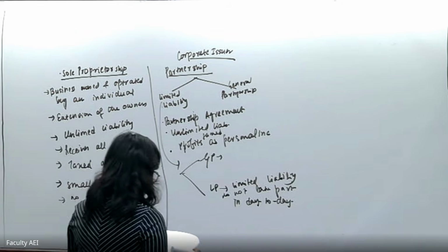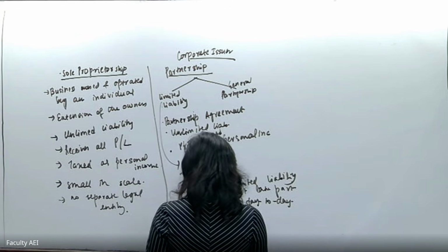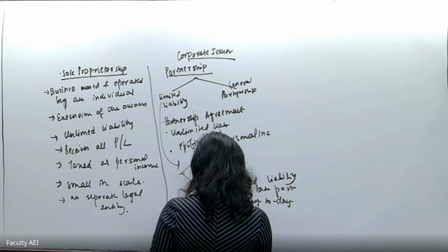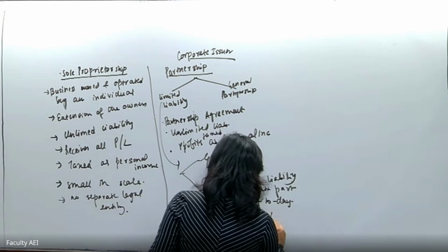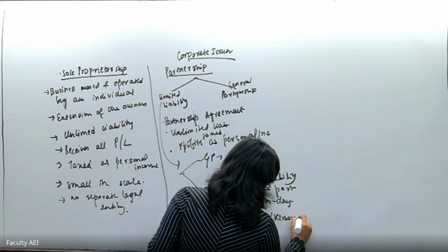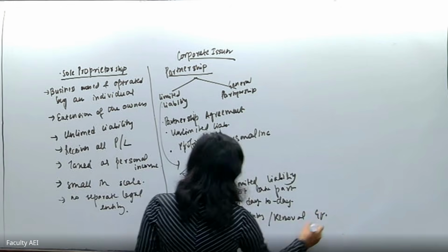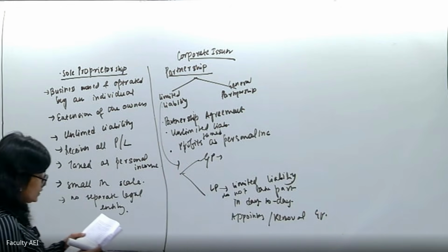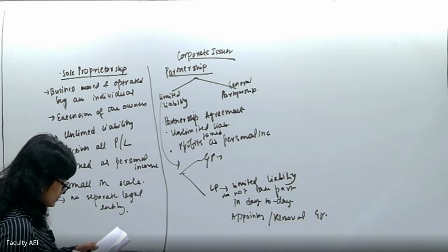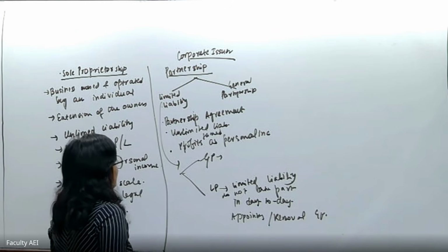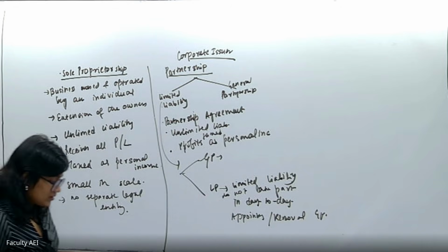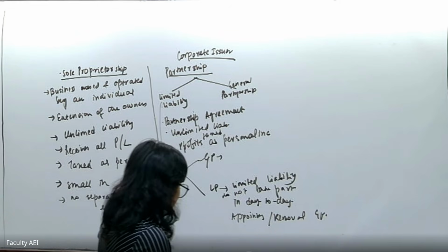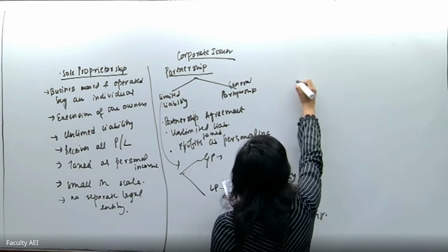Limited partners are not involved in appointing or removing general partners. So if any general partner has to be appointed or removed, limited partners would not be involved. And how the profits will be divided between general partner and limited partner may be specified in the partnership agreement.